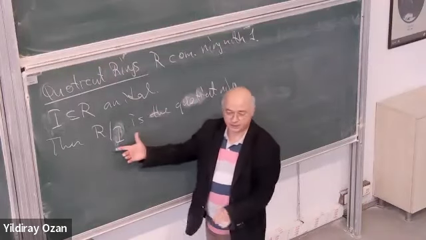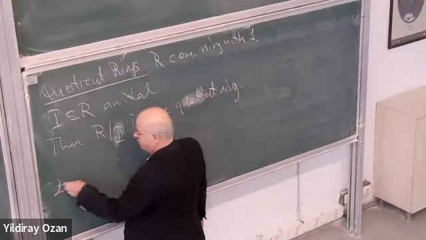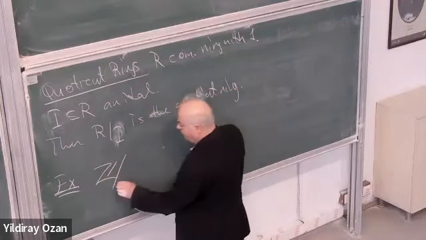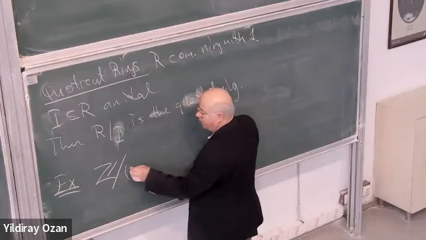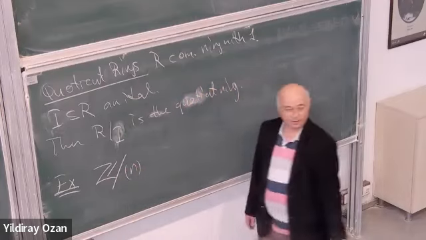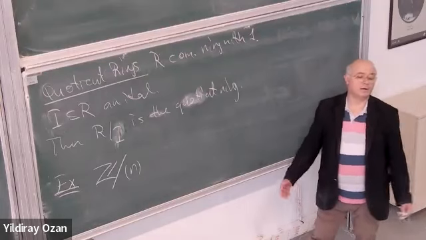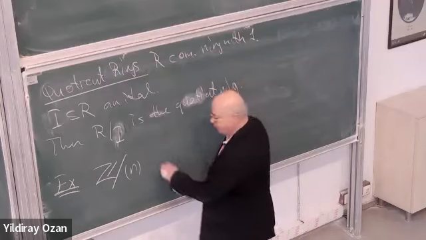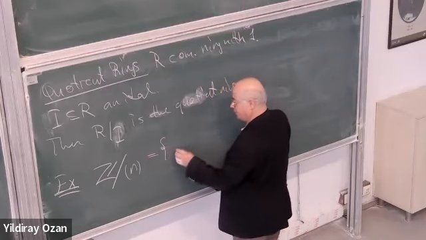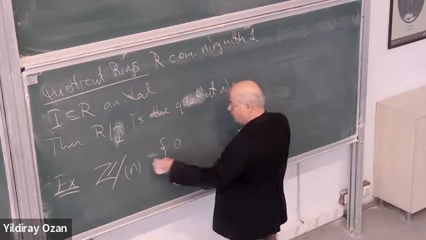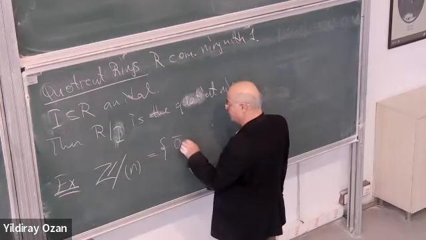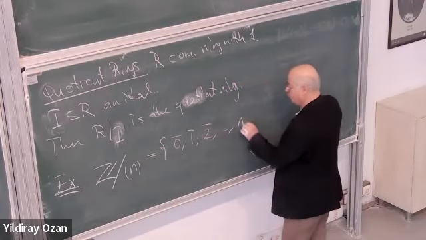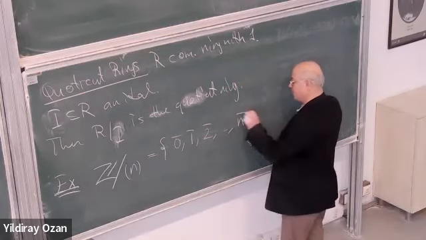Okay, so what is this ring? For example, if you consider Z and divide this by the ideal, what is this? This is the ring with finite elements, right? So this is the ring consisting of equivalence classes denoted by 0, 1, 2, up to n minus 1, right?